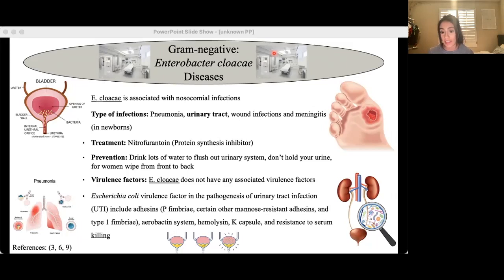It's known as a protein synthesis inhibitor. Prevention of UTIs is drinking lots of water and, for women, wiping from front to back. E. cloacae isn't associated with any virulence factors, but Escherichia coli is. E. coli is associated with adhesins, aerobactin system, hemolysin, capsules, and resistance to serum killing.